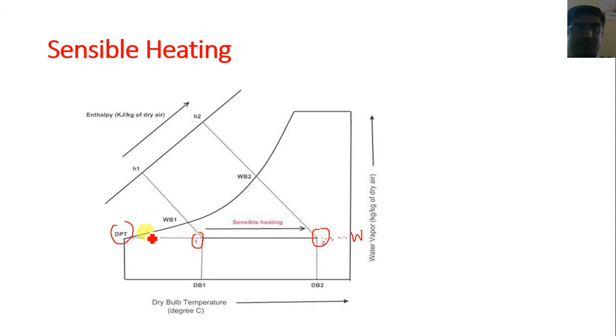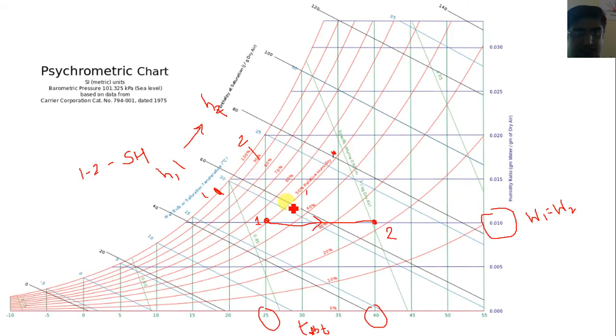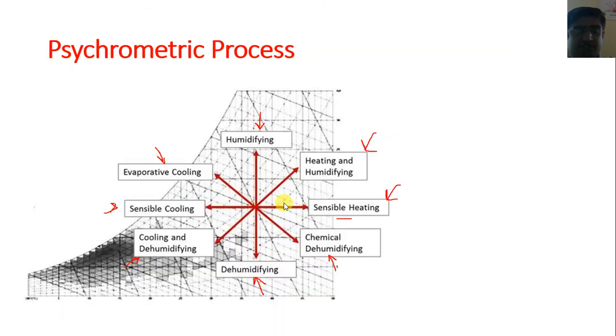So here there will be no change in the value of dew point temperature. The value of dew point temperature at point 1 and at point 2 remains the same during the sensible heating process. Similarly, the next one is the sensible cooling process.